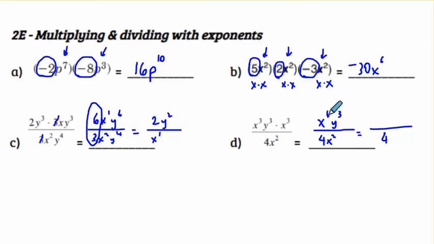Now we look at our x to the 6th and x to the 2nd. We subtract those and get x to the 4th, and it stays on the top because that's where the bigger exponent is. And then y to the 3rd just stays right where it is because it has no other y's to go with. So that is your answer.